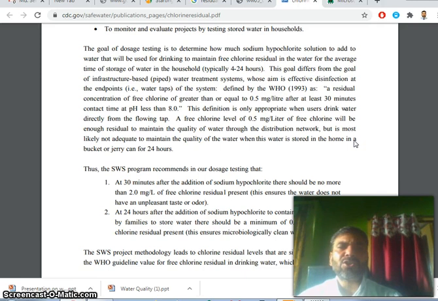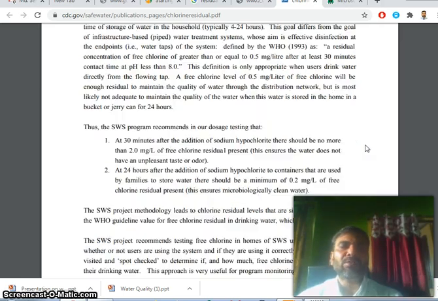a residual concentration of chlorine of greater than or equal to 0.5 mg per liter after at least 30 minutes contact time at pH less than 8. This definition is only appropriate when users drink water directly from the flowing tap. A free chlorine level of 0.5 milligram per liter will be enough residual to maintain the quality of water through the distribution network, but it is most likely not adequate to maintain the quality of water when this water is stored in the home in a bucket or jerry can for 24 hours.